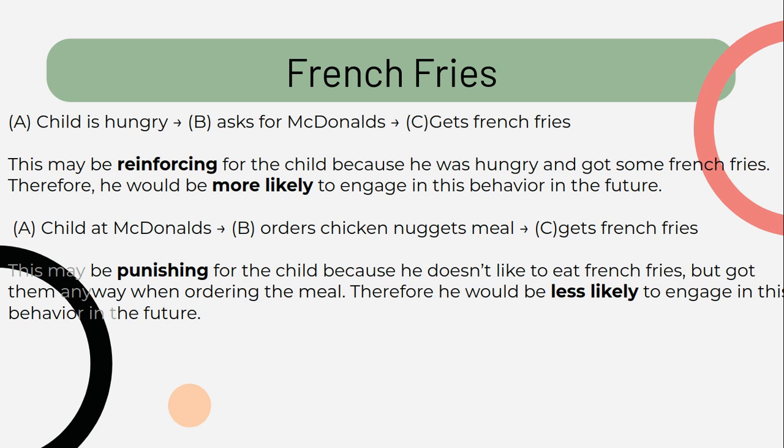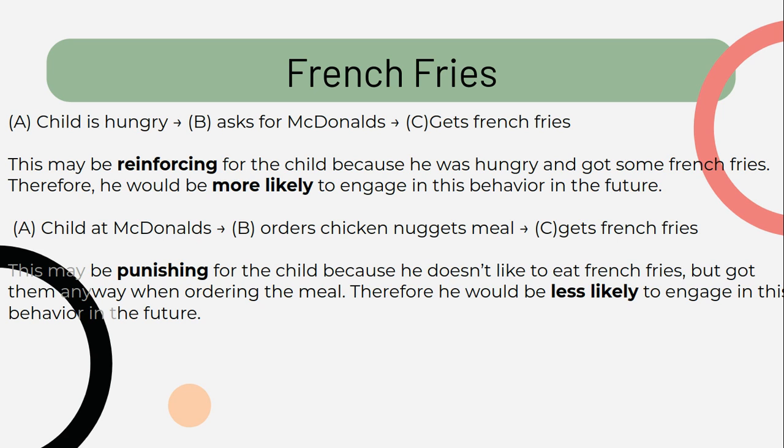But let's say in another example, the antecedent is that the child is already at McDonald's, and the behavior that they engage in is ordering a chicken nuggets meal. And the consequence is that they get French fries. Now, this might be punishing for this child because let's say they don't like French fries, but they got them anyway because they ordered the meal. So therefore, in the future, they'd be less likely to engage in the behavior of ordering the meal.